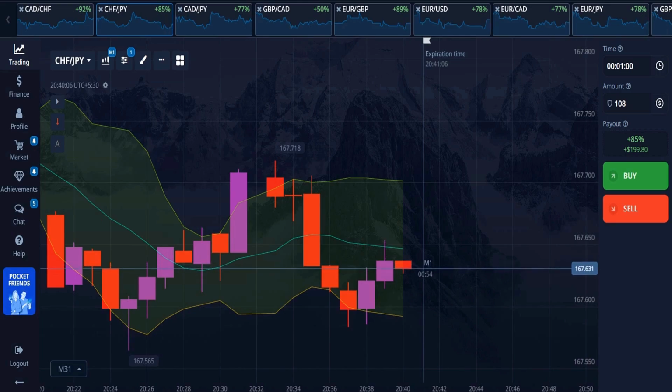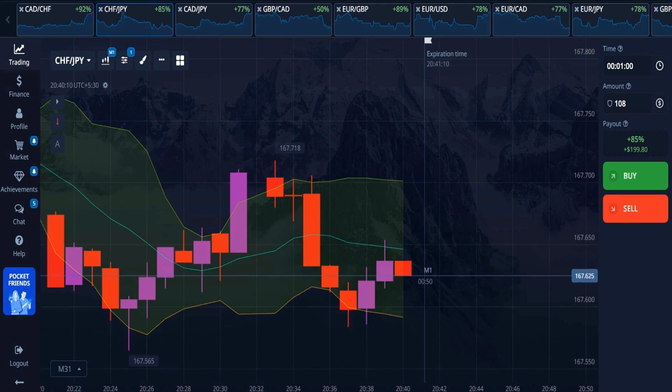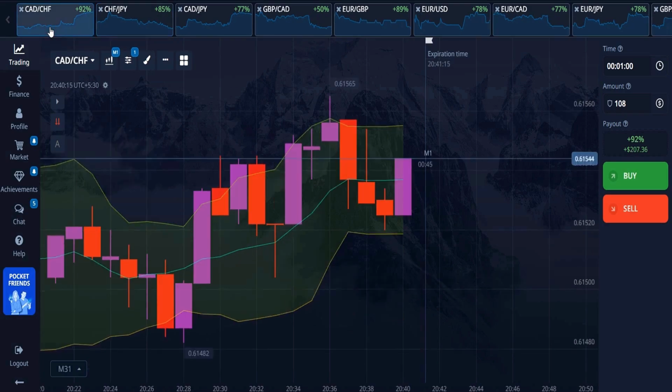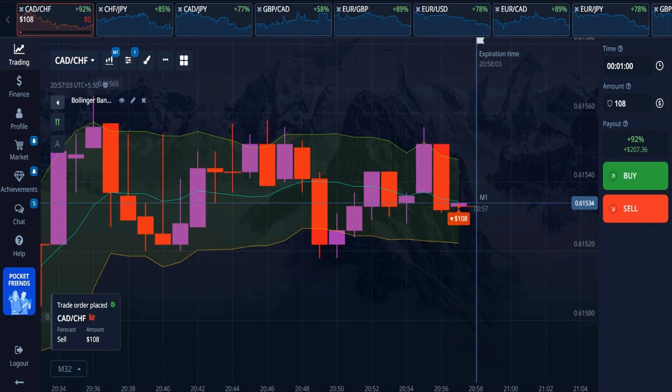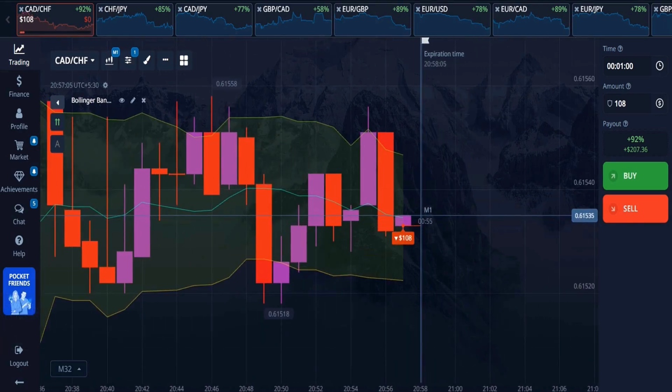But remember, not every trade will be a winner. That's why risk management is important. Always trade smart and never risk more than you can afford to lose. Now that we've seen how this setup works, let's look for another opportunity.